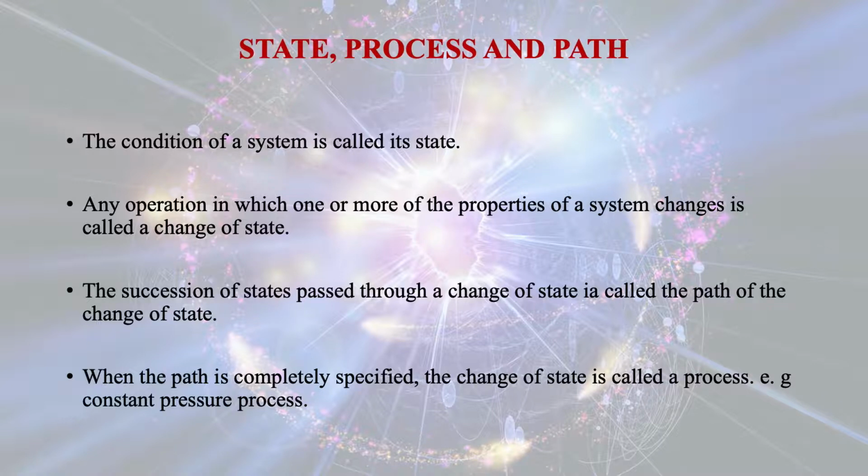Now the succession of states passed through during a change of state is called the path of the change of state. When the path is completely specified, the change of state is called a process. An example is a constant pressure process.